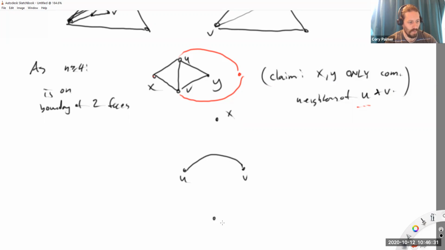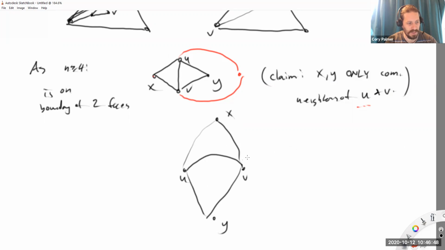X is here and Y is here, okay? Remember, these form faces, and this is the boundary between 2 faces. So this is sort of a prototype for this drawing here. It might look something like this. It could look a lot more complicated, right? This edge can go way off over here and come back around here.